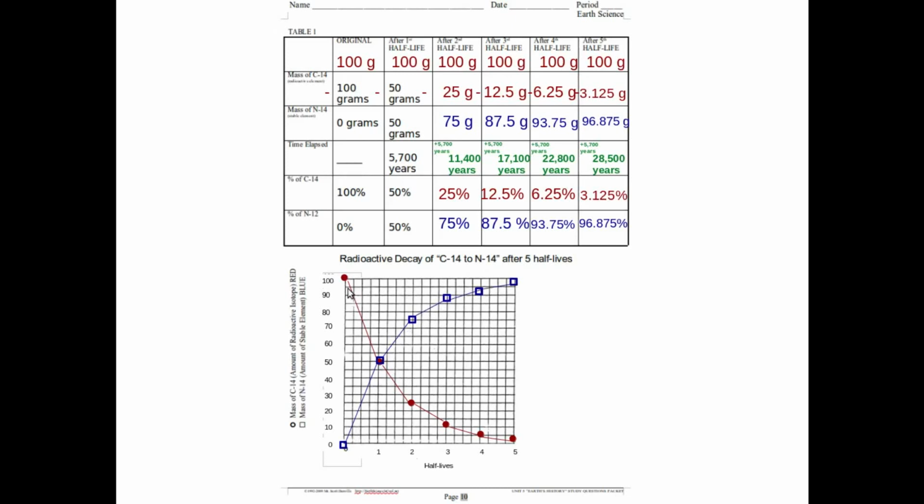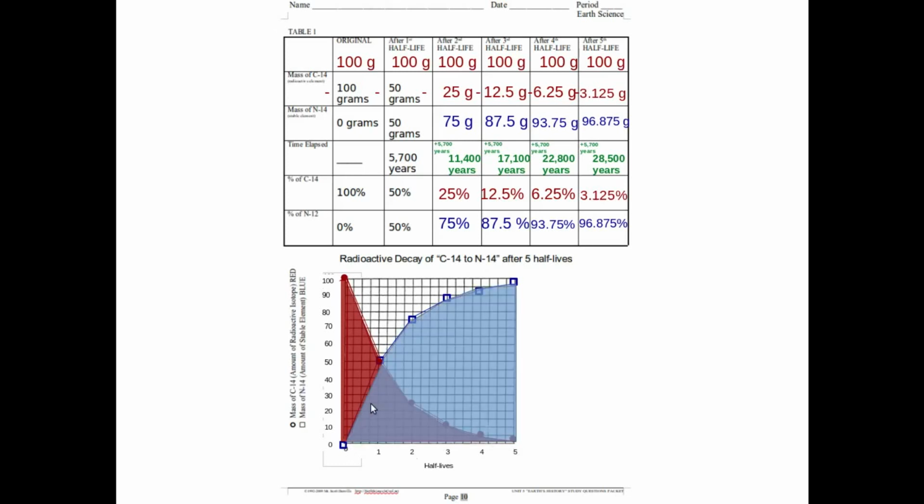And then a really important final step is to actually shade in underneath each line. And so if we shade in lightly underneath this line, we'll see how the overall amount of radioactive carbon-14 decreases over time. And we can see, if we shade in under the blue line, how the amount of nitrogen-14 increases in complement to that radioactive amount decaying.